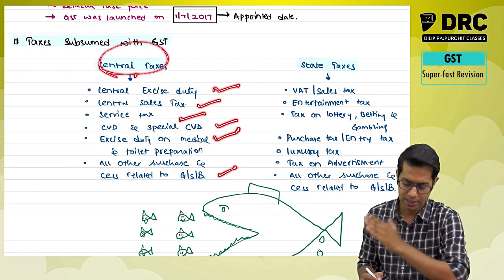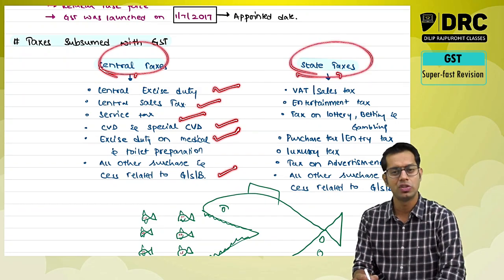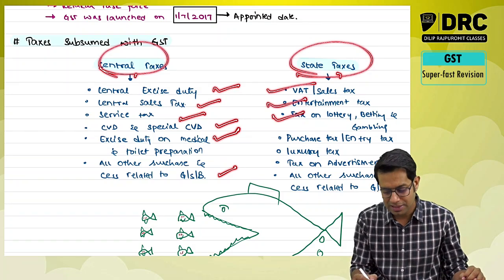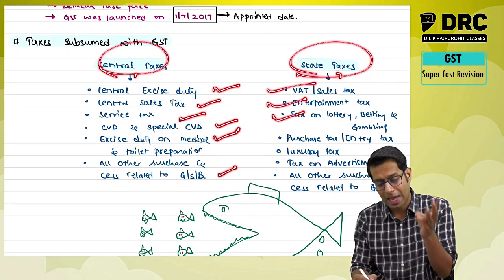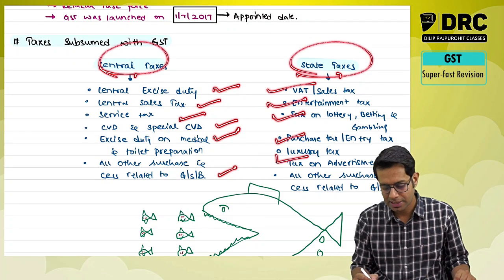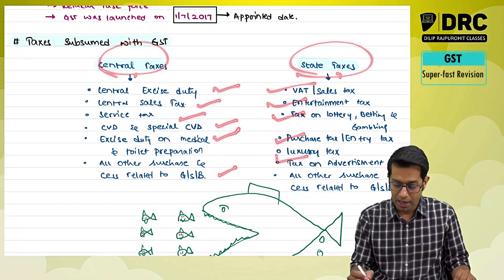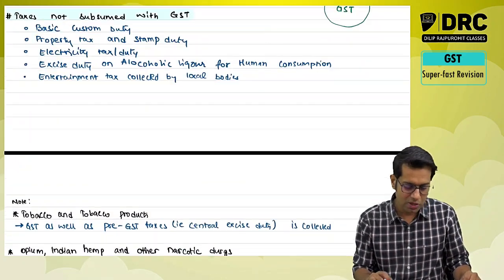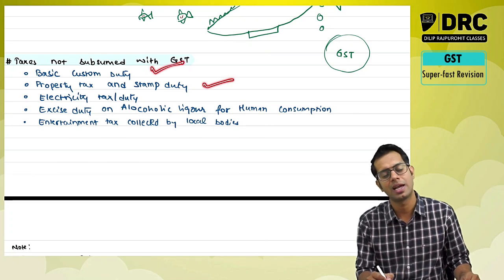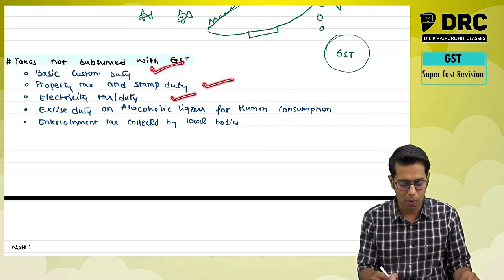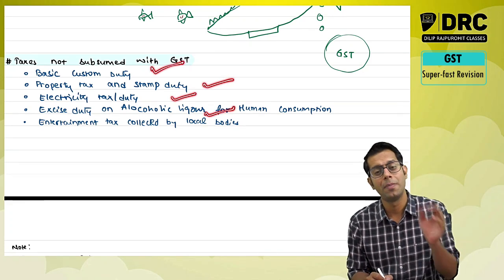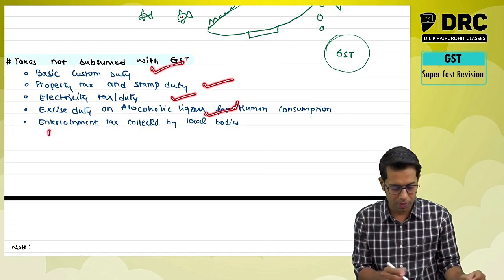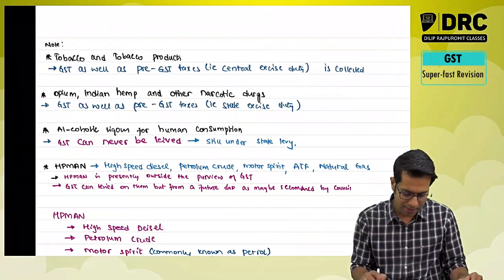on goods and services. The state taxes which got subsumed with GST are VAT and sales tax, entertainment tax, luxury tax, tax on lottery, betting and gambling, purchase tax, entry tax, tax on advertisement, and entertainment taxes except the taxes collected by the local bodies. The taxes which did not get merged with GST are the customs duty, electricity duty or stamp duty, property tax, excise duty on alcoholic liquor for human consumption, and entertainment taxes collected by local bodies.